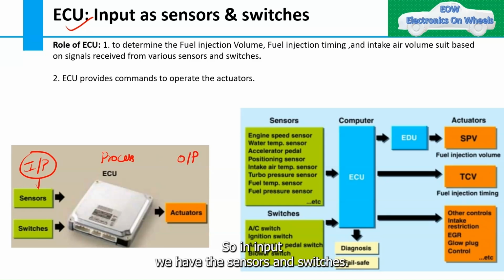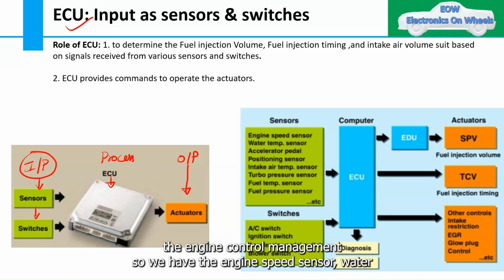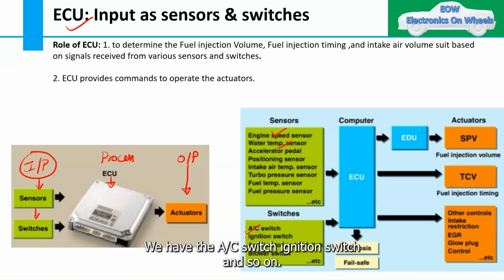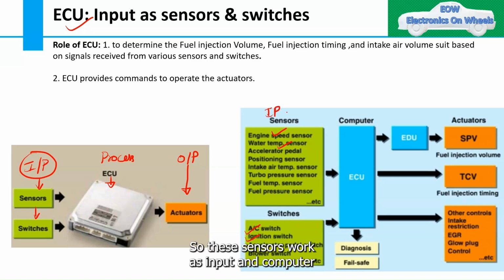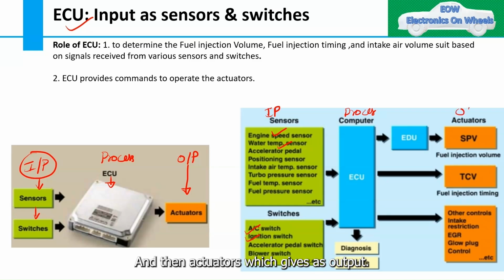So in input we have the sensors and switches. In the processing part we have the ECU, which is called our engine control unit or engine control management. Then we have the actuators in the form of output. In sensors, if we talk about engine control management, we have the engine speed sensor, water temperature sensor, accelerator pedal sensors. In switches we have the AC switch, ignition switch, and so on. So these sensors work as input, the computer, which is our ECU, works as the processing unit, and then actuators give the output.